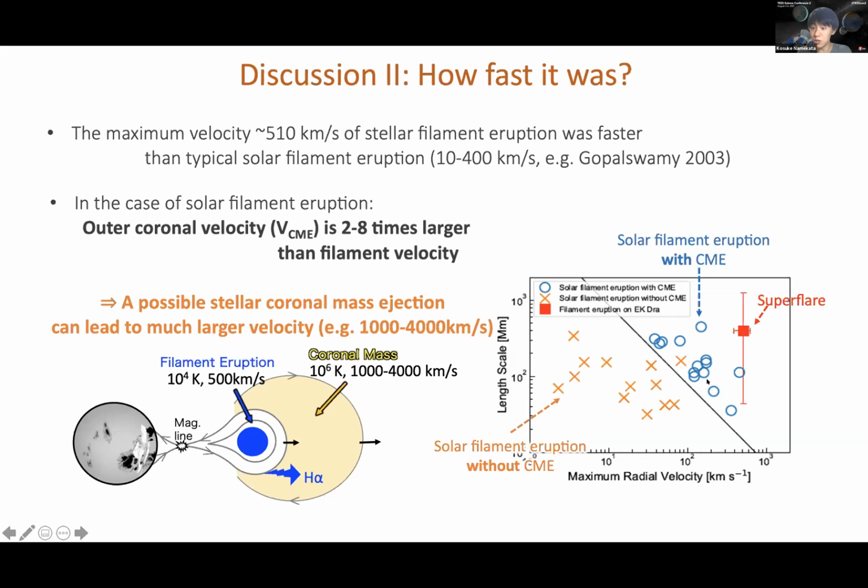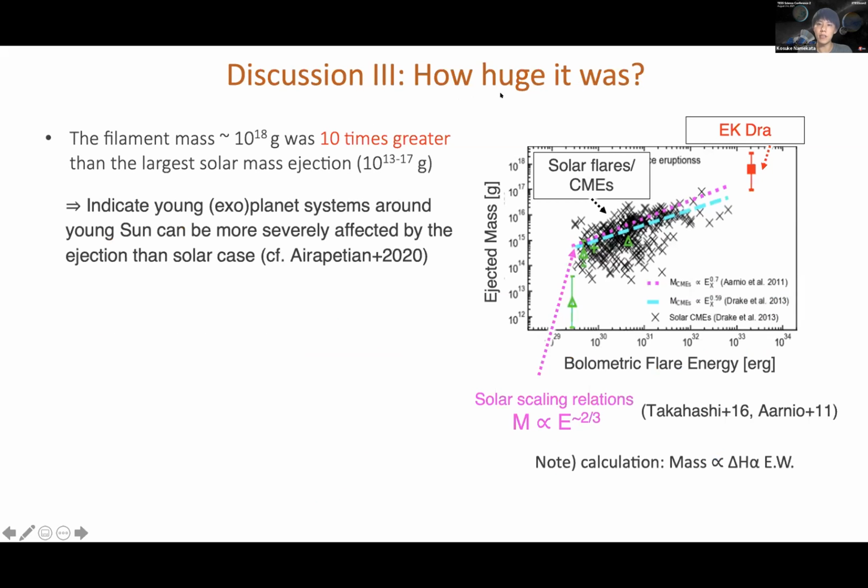And this figure also shows that the superflare has a very large length scale and large velocity compared to the solar filament eruption. In addition, in the case of the solar filament eruption, the outer coronal velocity, which cannot be seen in H-alpha, is typically 2 to 8 times larger than the filament eruption velocity. So this solar observation may indicate that a possible stellar coronal mass ejection, which cannot be seen in the observation, can have a much larger velocity, for example 1,000 km per second or 4,000 km per second, which is very large.